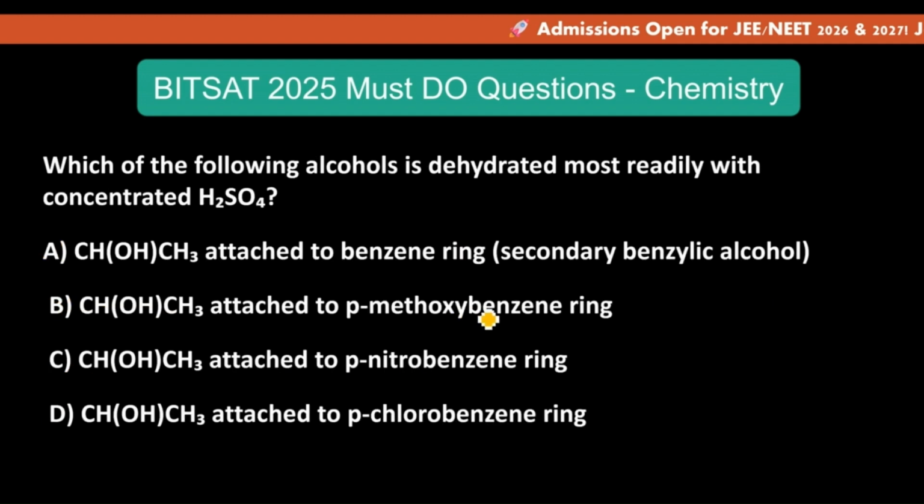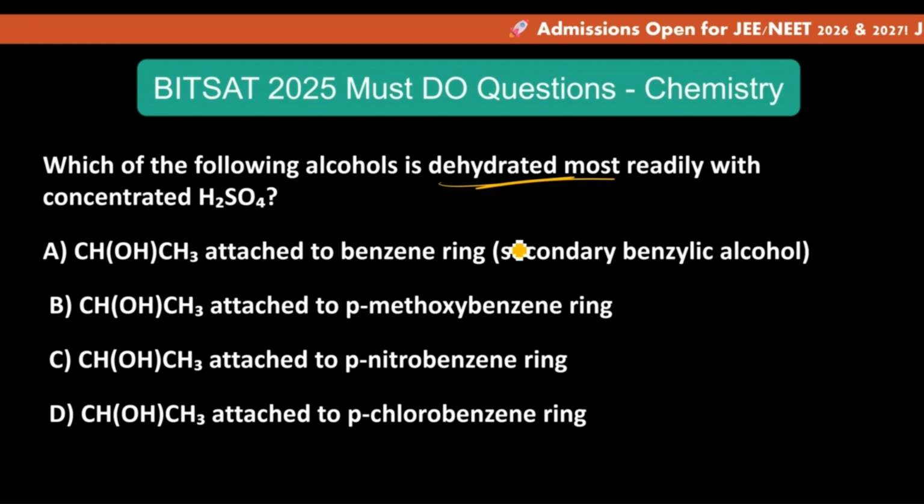Which of the following alcohols is dehydrated most readily with concentrated sulfuric acid? Okay, CHOH CH3 attached to the benzene ring, which is attached with para-methoxybenzene ring, para-nitrobenzene ring, para-chlorobenzene ring. Okay, so which of the following alcohols dehydrates most?